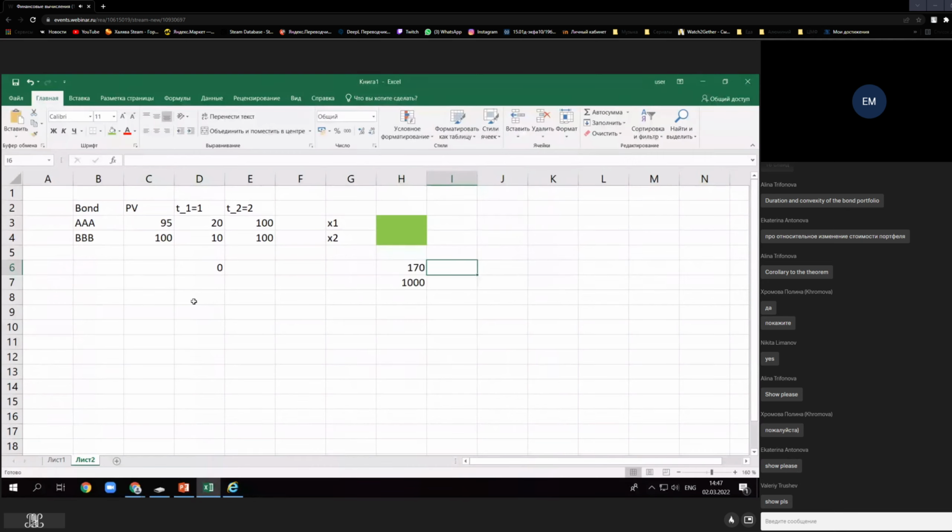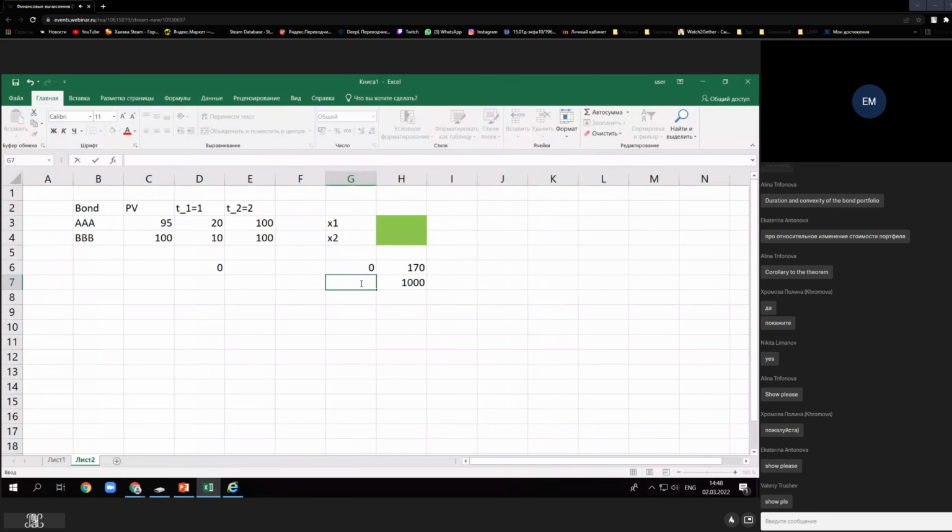And the cash flow of my bond portfolio should cover these sums. Let's calculate the cash flow of my future bond portfolio. In 1 year, the first bond will pay this sum, and the total coupon will be equal to this sum multiplied by the quantity, plus the sum of the second bond multiplied by its quantity. And this total sum must cover the sum of 170.